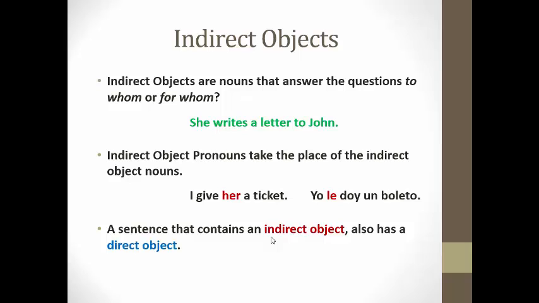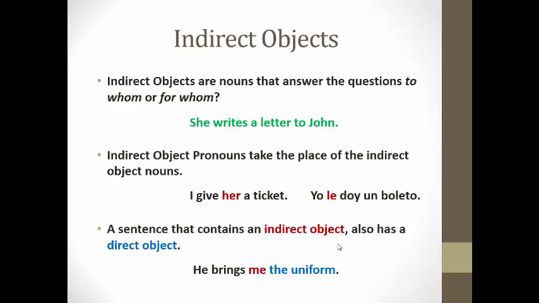The last thing you should know about indirect objects before moving on is that a sentence that contains an indirect object also has a direct object in it. Look at the sentence here. He brings me the uniform. He is the subject. Brings is the verb. What does he bring? The uniform. So uniform is the direct object. And who does he bring it to? Me. Okay, so me is the indirect object.